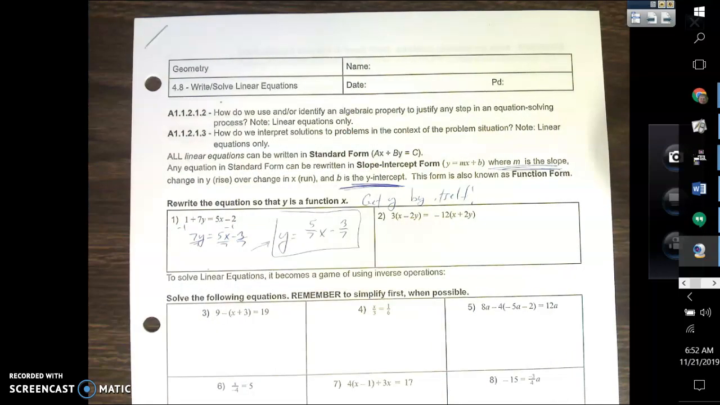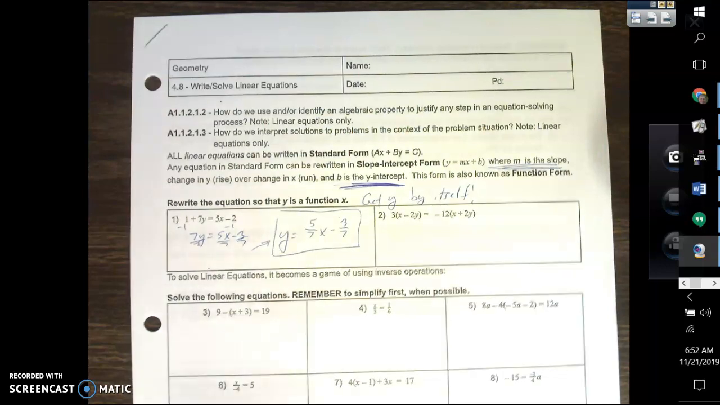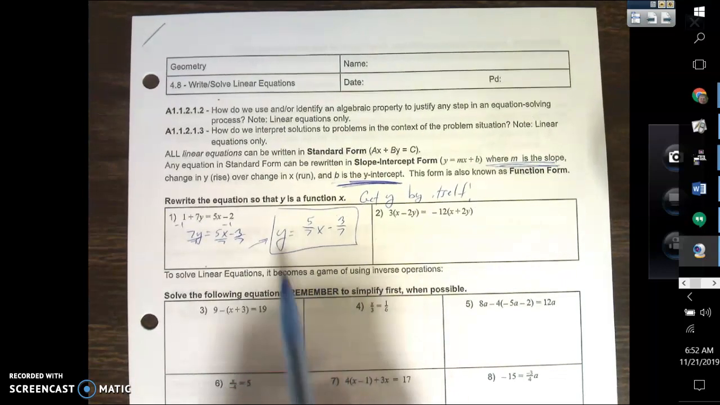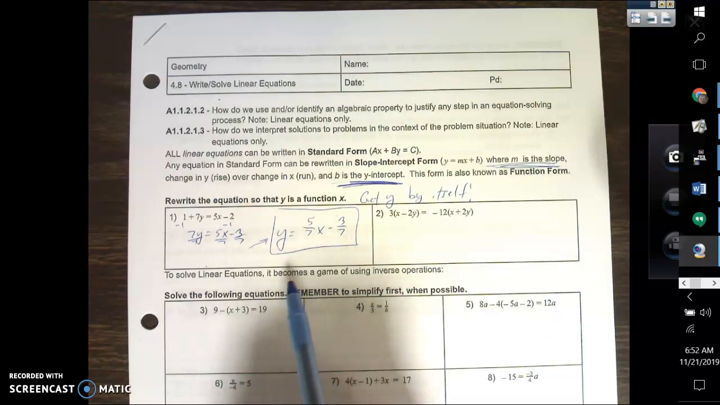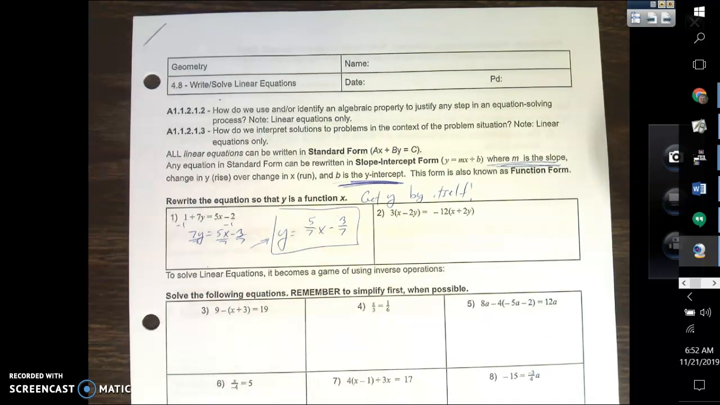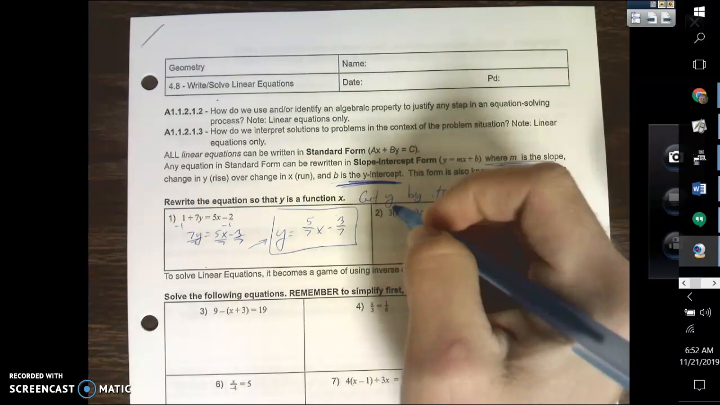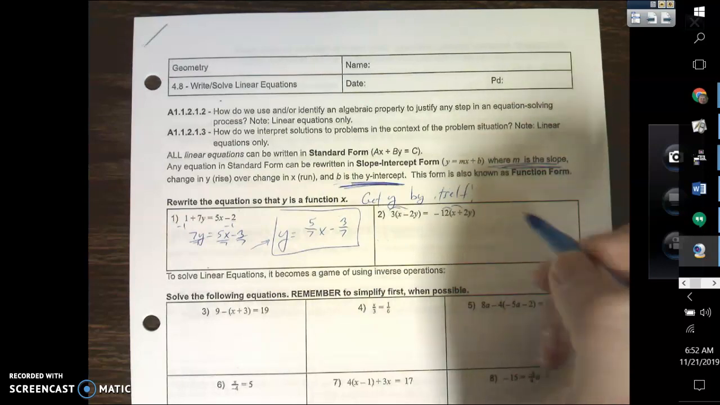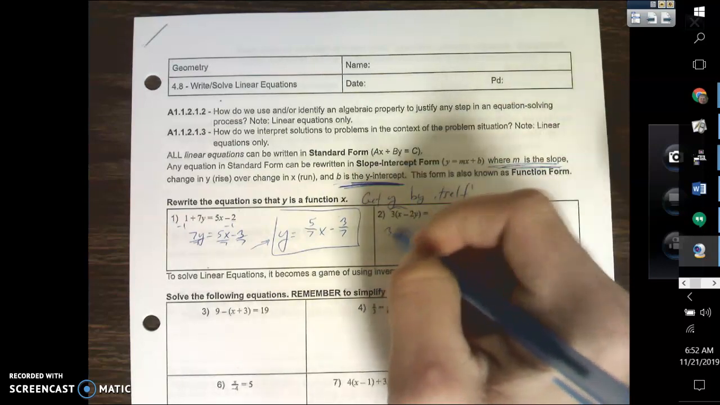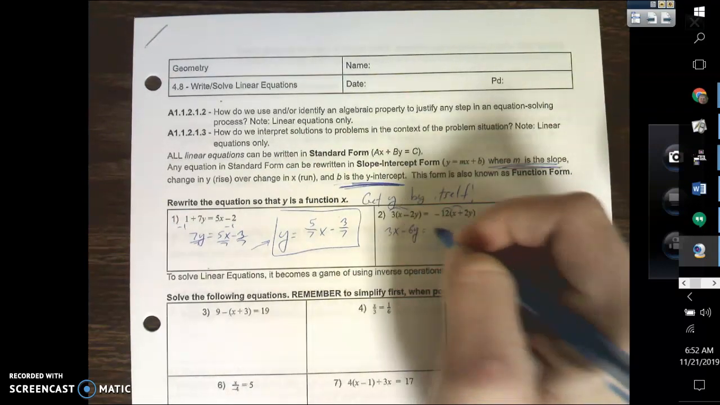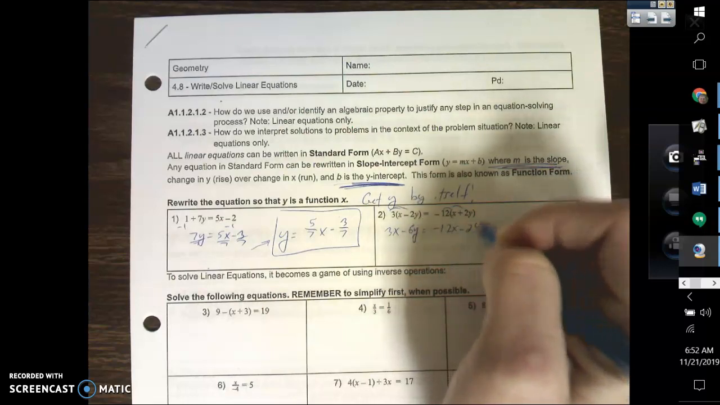Why is that so helpful? Well, we have a graphing calculator that allows you to graph, but you have to be able to get y by itself in order to do so. So it's okay to have fractions, don't panic. You do want to leave them as fractions. Don't start putting decimals down. Over here, you can distribute both these in, so we get 3x minus 6y equals negative 12x minus 24y.